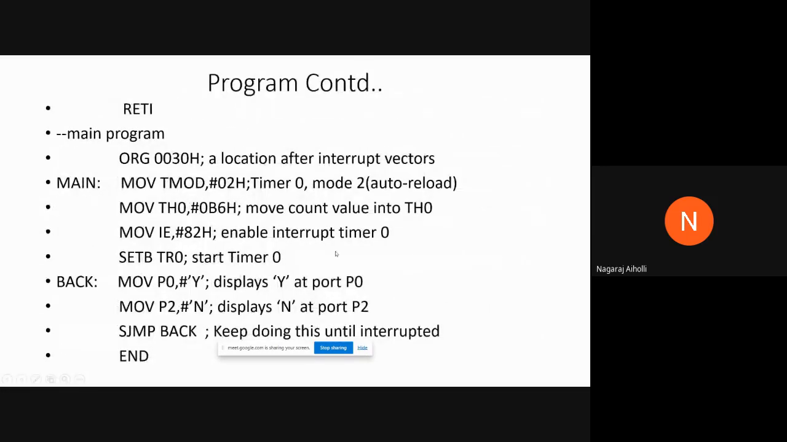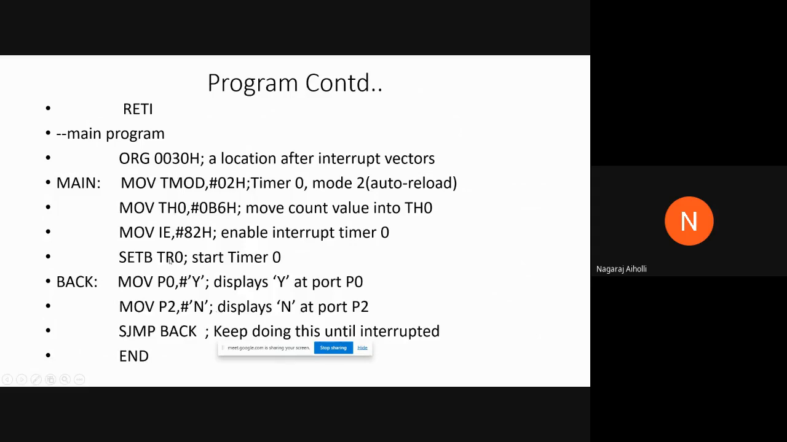So move IE, #82h, enable interrupt timer 0. Start the timer. Set bit TR0, start timer 0. Then once the timer starts, the timer will start to count. Move P0, #Y. Store the Y value in port P0. Move P2, #N. Store the N value in port P2. Short jump back. Keep doing this until it is interrupted.